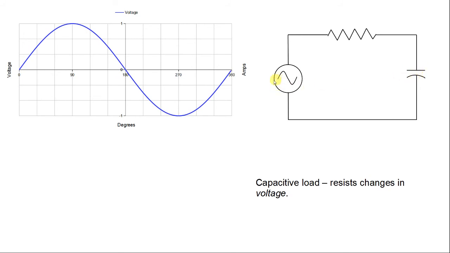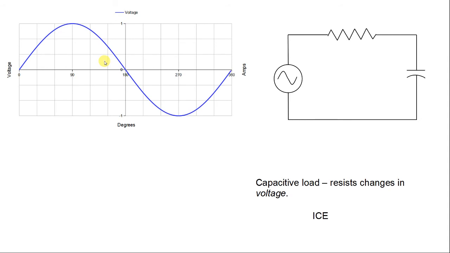So as we are approaching here 1 volt, we're charging up this capacitor. Well, as soon as we start to decrease our voltage, this capacitor is going to fight that decrease in voltage by discharging into the circuit, and that is going to cause a phase shift in our current in this circuit, but it's going to be a phase shift in a different direction.